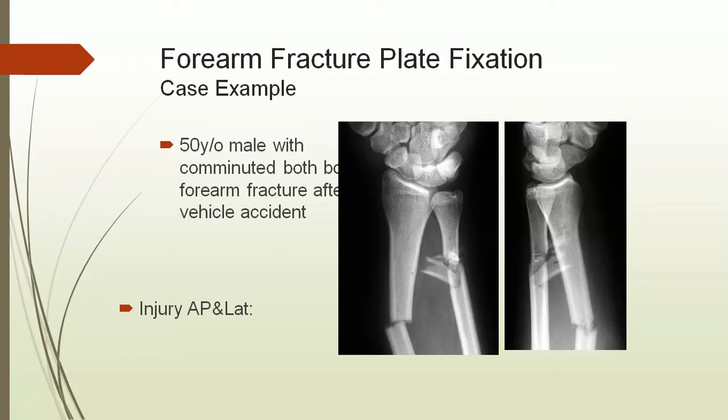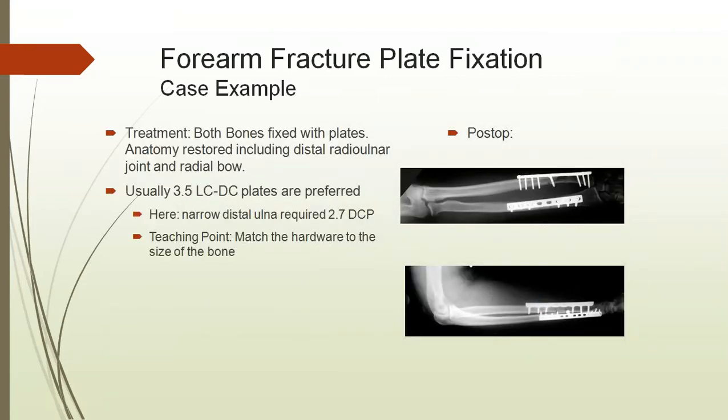And forearm fracture plate fixation, this is an example. A 50-year-old male with a comminuted fracture of both bones of the forearm after a motor vehicle accident. After taking X-rays, AP and lateral, you can see there is an isolated transverse fracture of the distal one-third of the radius as well as a comminuted fracture of the ulna. Both are seen here. This is an example of plate fixation. For both the radius and ulna, plates are fixed. Usually 3.5 mm, either a dynamic DCP plate or locking compression plate, will be applied.